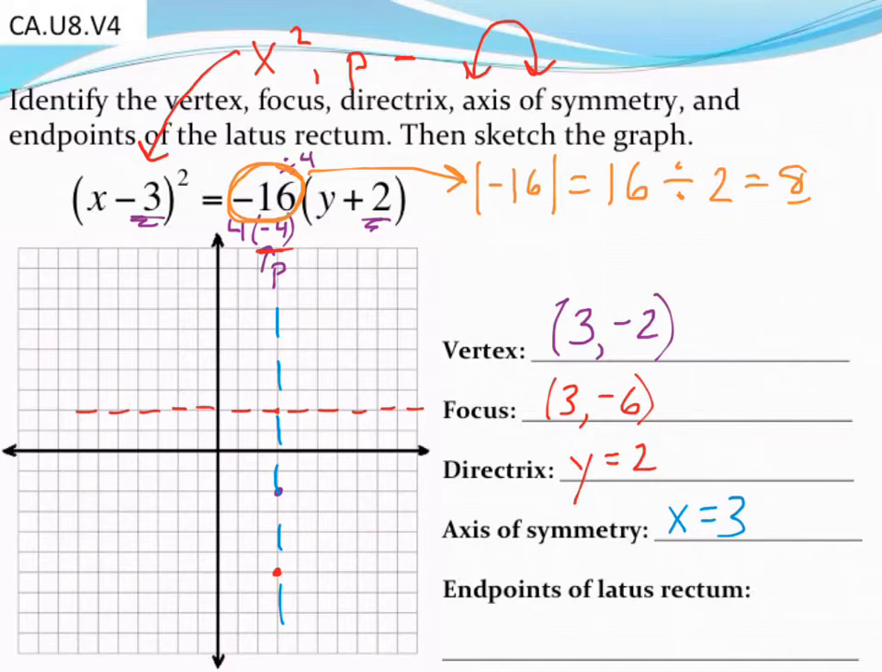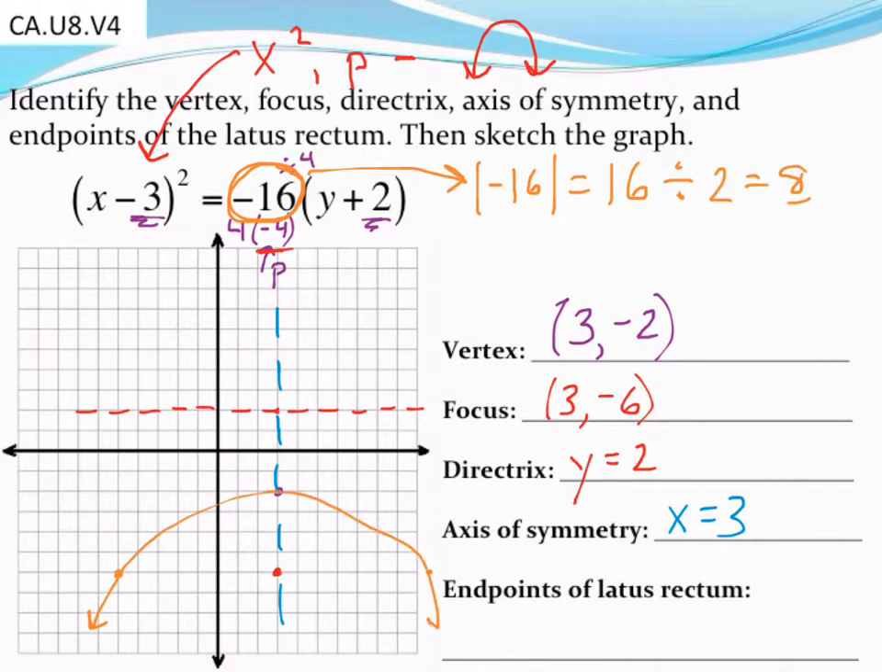So if I count to the left, 1, 2, 3, 4, 5, 6, 7, 8 appears to be about there. Now this will be a point on your parabola, so it's going to go something like that. And I'll count 8 spaces the other way from the focus. 1, 2, 3, 4, 5, 6, 7. Oops, I end up a little bit off my graph. It would be about right there, though, I suppose. That's another point on your parabola.